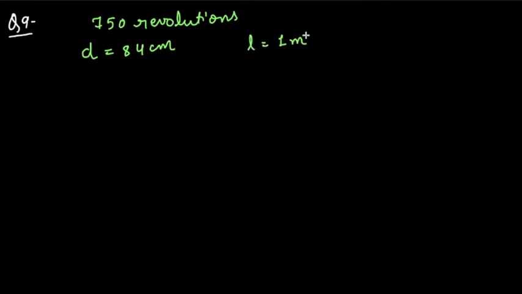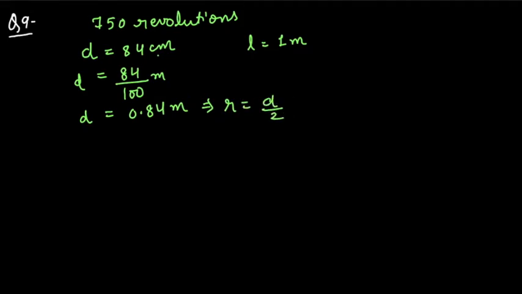So first thing, we have to see that the diameter is given in centimeter and the length is given in meter. So if I want to convert it into meters, it becomes 84 upon 100, which means 0.84 meters. Now your diameter is also in meters and the length, which is basically the height, is also in meters. So what will be the radius from here? Diameter upon 2, which means 0.84 upon 2, which gives you 0.42 meters.